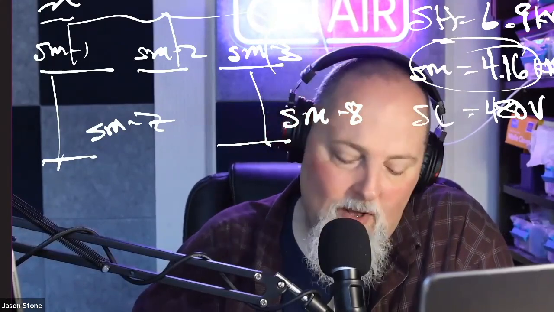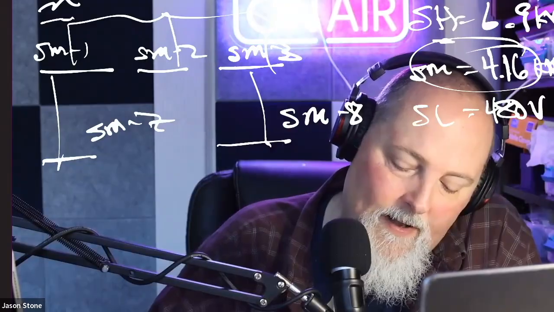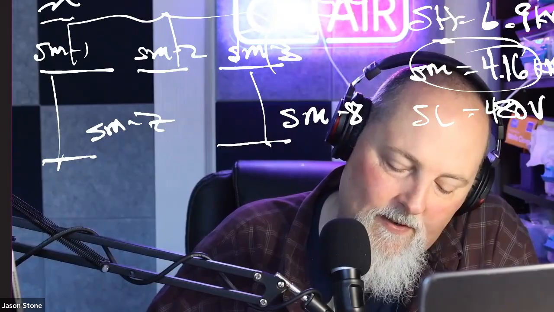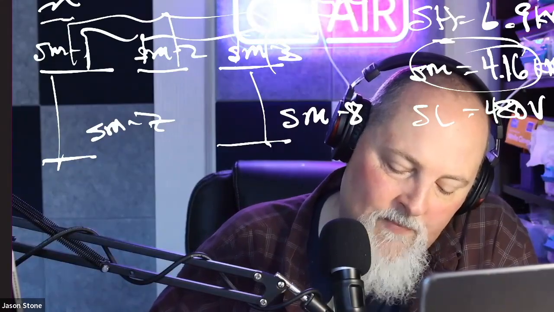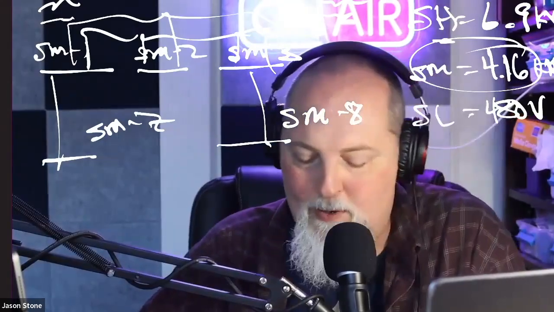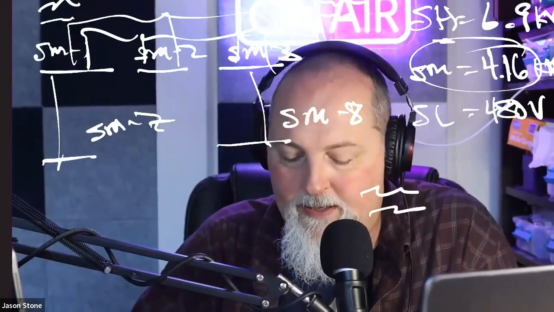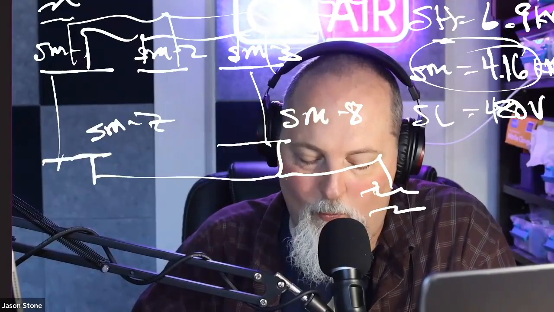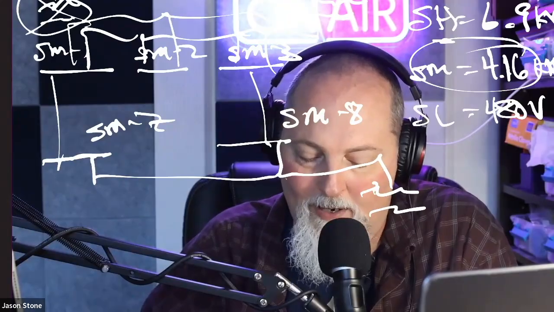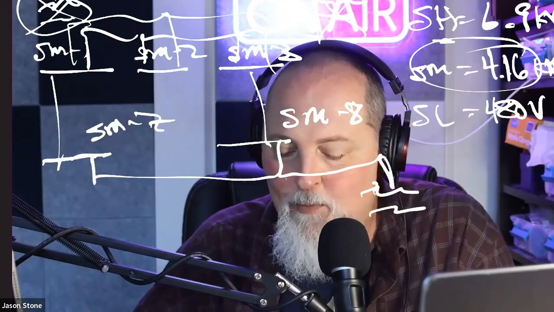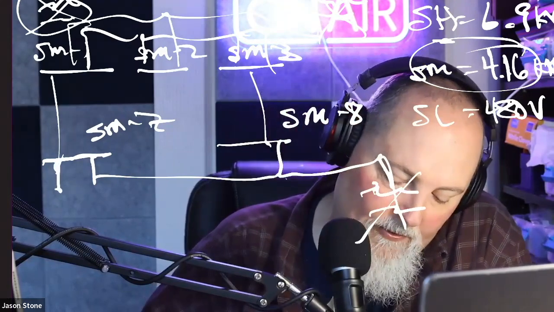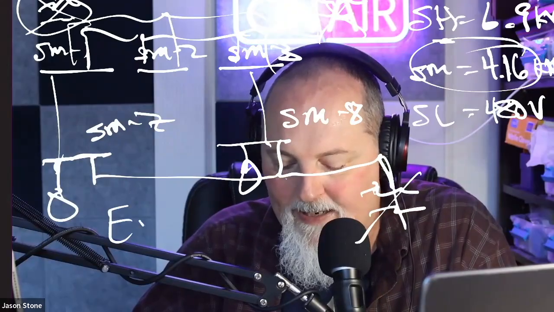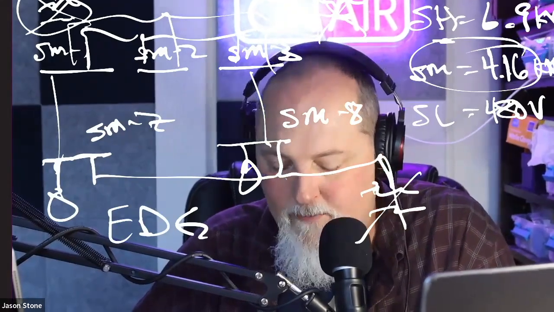So we have a secondary source of power, what we call a startup transformer, that also gives power to these three buses. And then we have a backup transformer that gives power just to SM7 and SM8. So if we lose our main transformer, and we lose the startup transformer, and we lose the backup transformer, these buses also have diesel generators, what we call EDGs, emergency diesel generators.